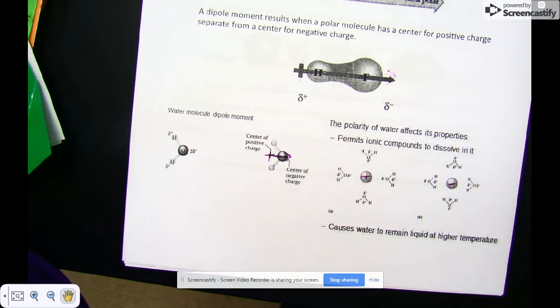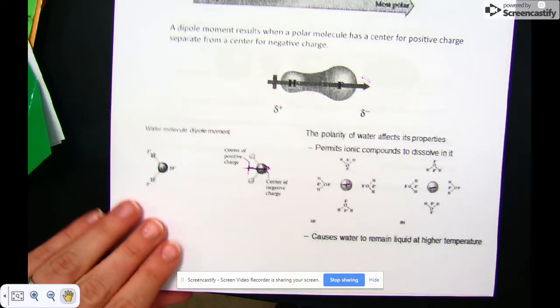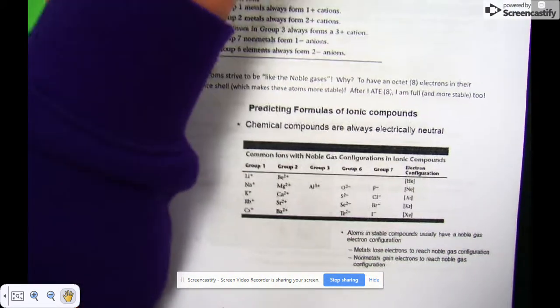And when the water goes away, that's why they bond back together. This is also what allows water to remain liquid at a higher temperature. Okay, so that is the finish up on 2.1.